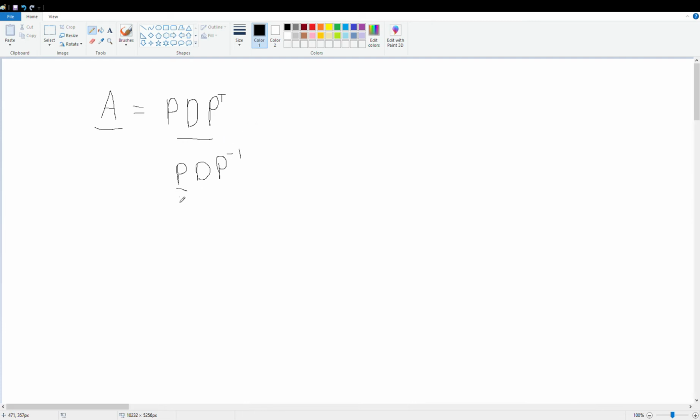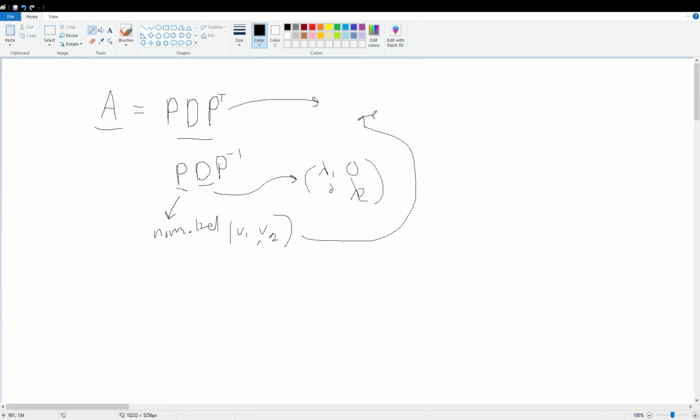P here is going to be comprised of the normalized eigenvectors of A. Let's just assume A is 2 by 2. That would be V1 and V2. And D is going to be our eigenvalues, lambda 1 and lambda 2. And then of course P transpose is just the transpose of P, but you could also write this as V1 transpose, V2 transpose. So what are we doing here?